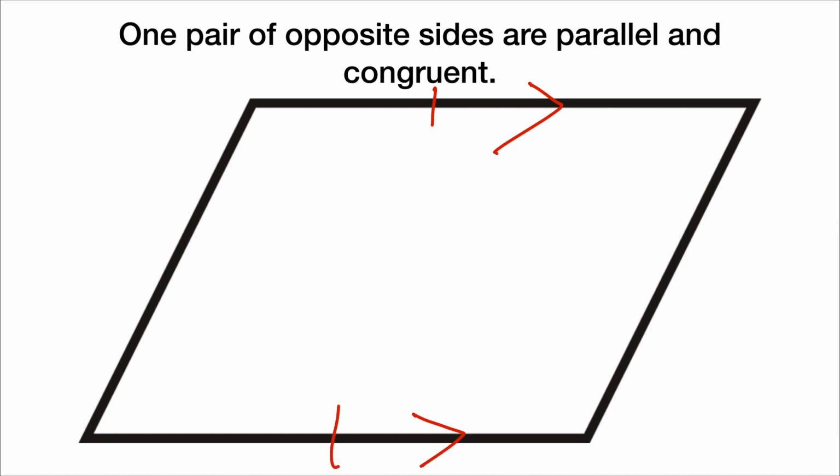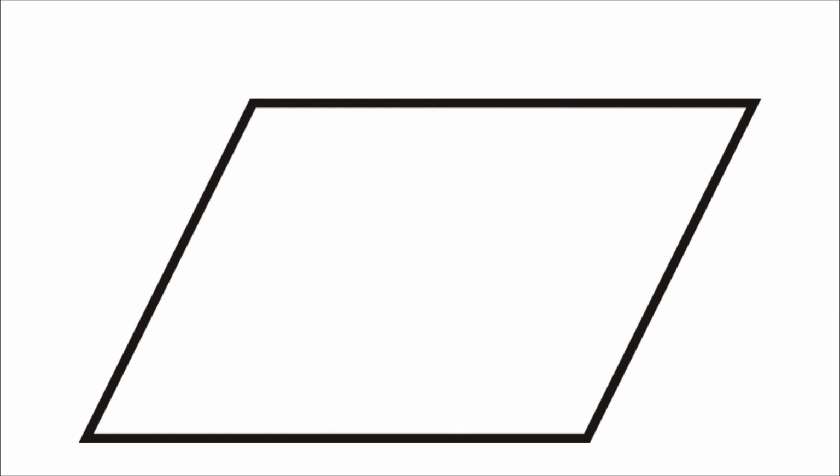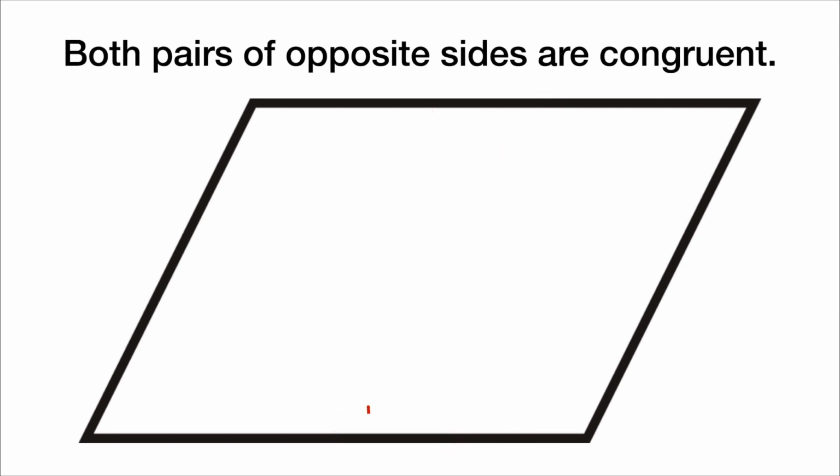So if we have a pair of opposite sides that are parallel and also congruent, then this will also work. And the reason why is, if these are parallel and congruent, then this distance will have to end up being the same if this is the same length and they're going in the same direction. So if we know that, that's enough to prove it's a parallelogram. Proofs. All right, both pairs of opposite sides are congruent.